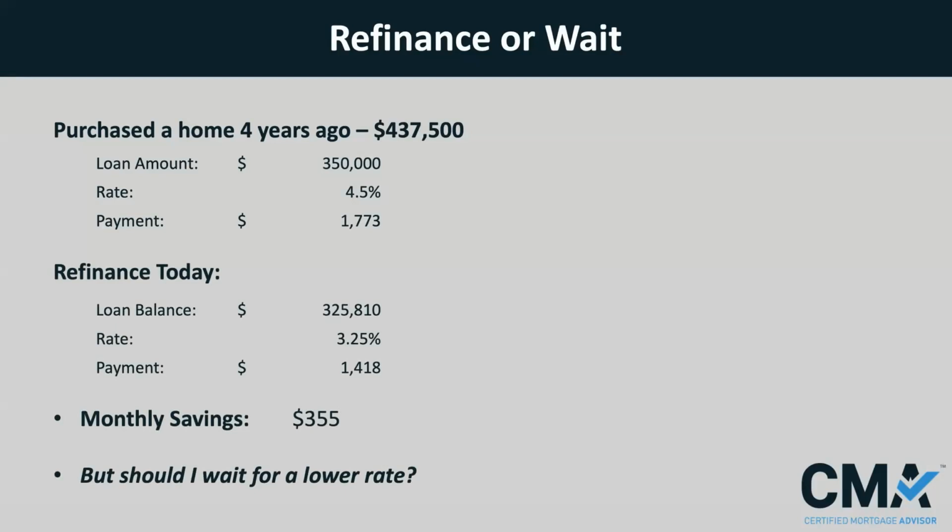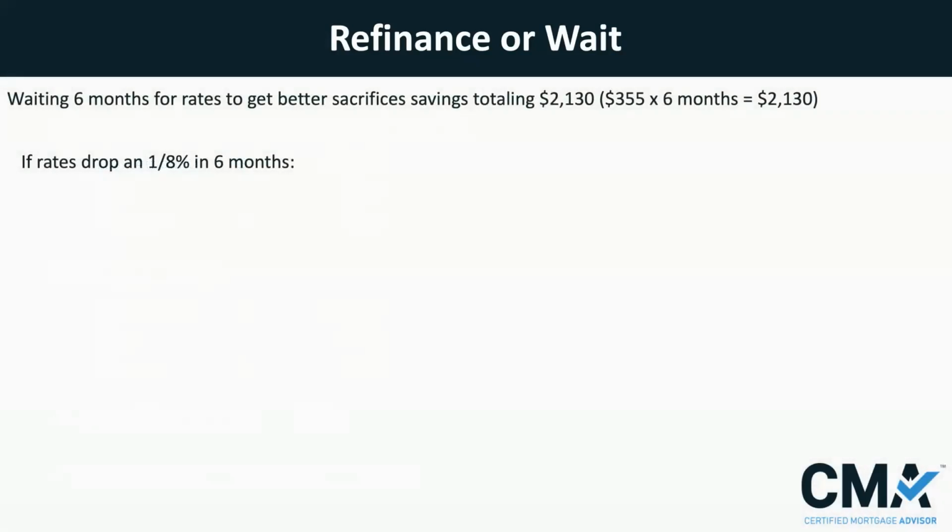Seems great, but wait a minute. I think rates are going down. They're going to go to 3 1/8 or 3, so I'm going to wait, right? Let's do the math for you. Because if you did wait, let's just say you waited 6 months and you were right, rates did come down.